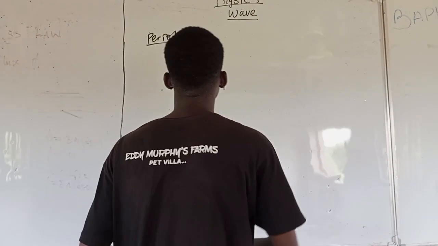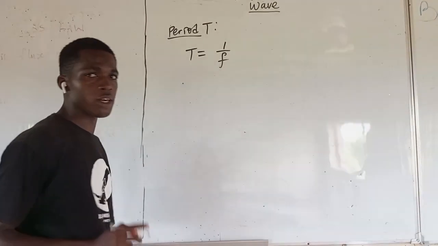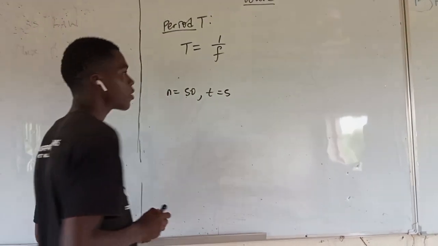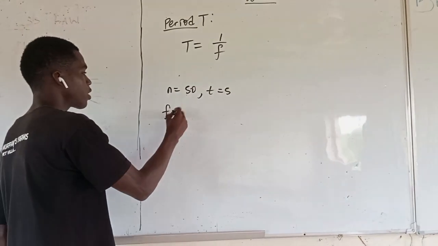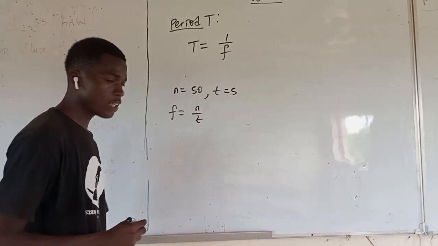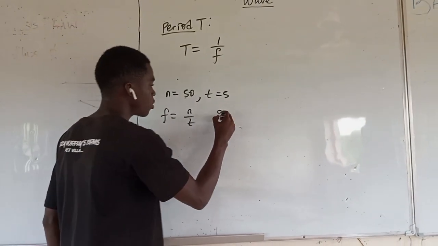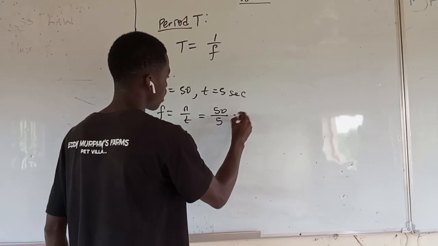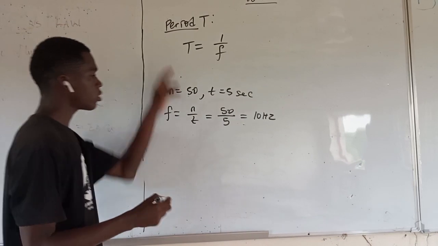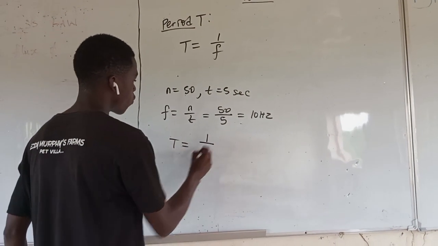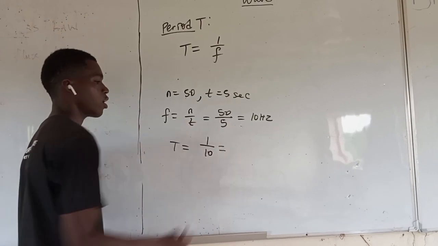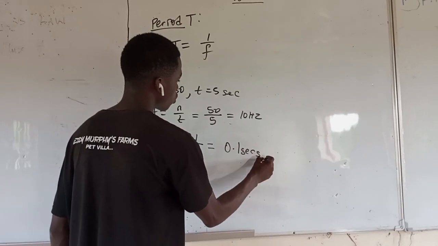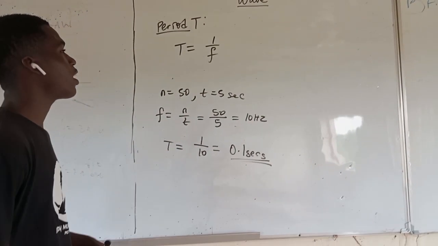Now let's say, for example, we have the equation we calculated just now, where N is equal to 50 and T is equal to 5. Calculate the period of this. First of all, we get the frequency: F is equal to N over T, so this is 50 oscillations over 5 seconds, which is equal to 10 Hz. Now to get the period, period is 1 over 10, and 1 over 10 is the same thing as 0.1 seconds. So period is measured in seconds, and it is the inverse of frequency.